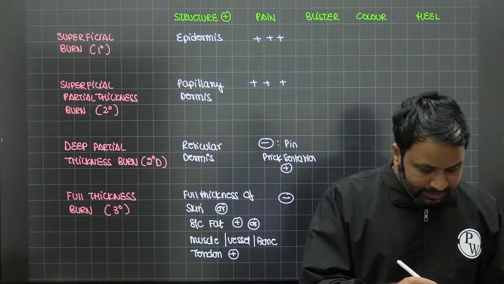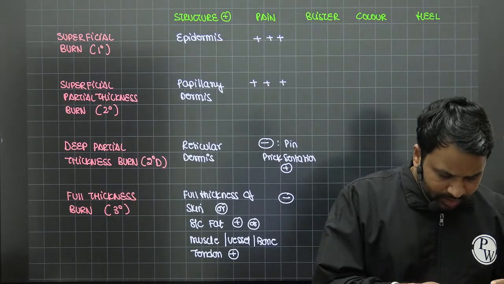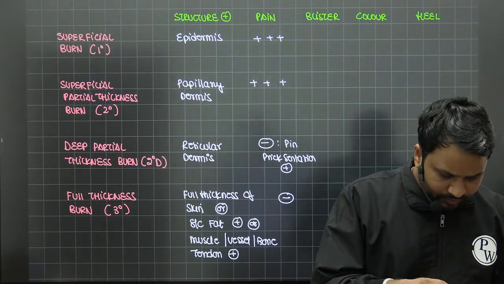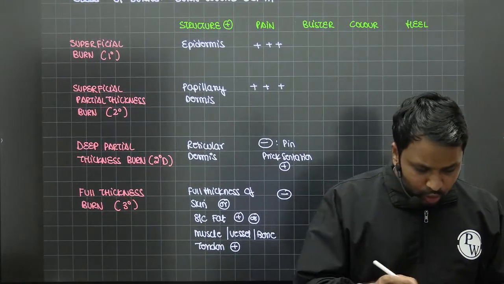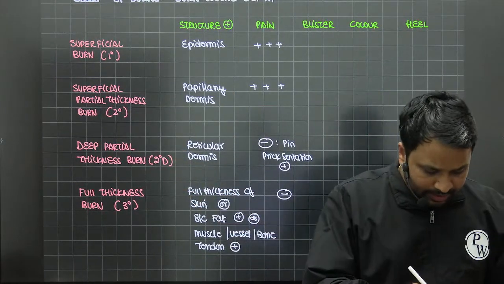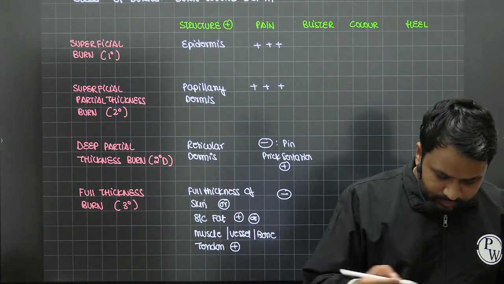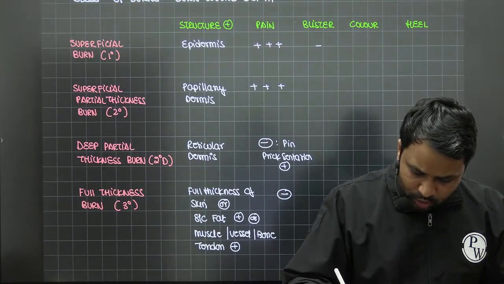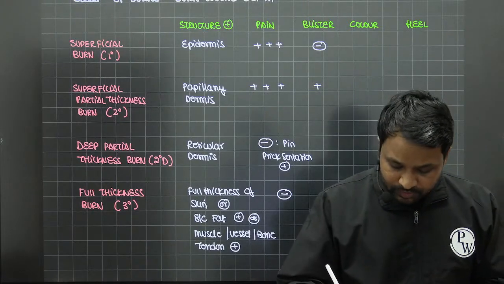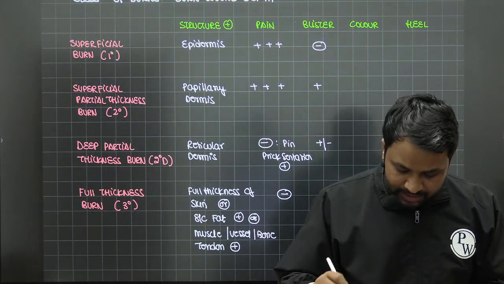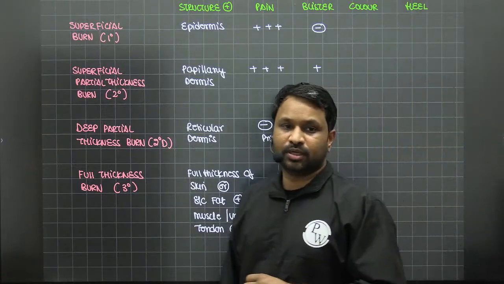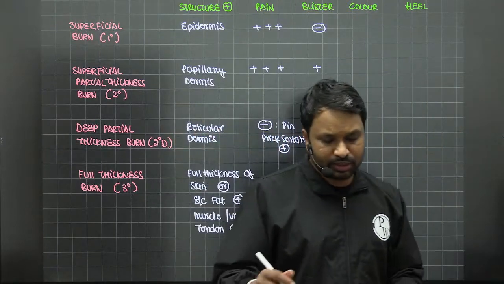Now, blisters are something that you will see wherever you have the skin appendages present. So I can say blisters are usually not seen here. Blisters are the characteristics of superficial burns. Blisters may or may not be present in deep. There are no blisters in your full thickness burn, right?